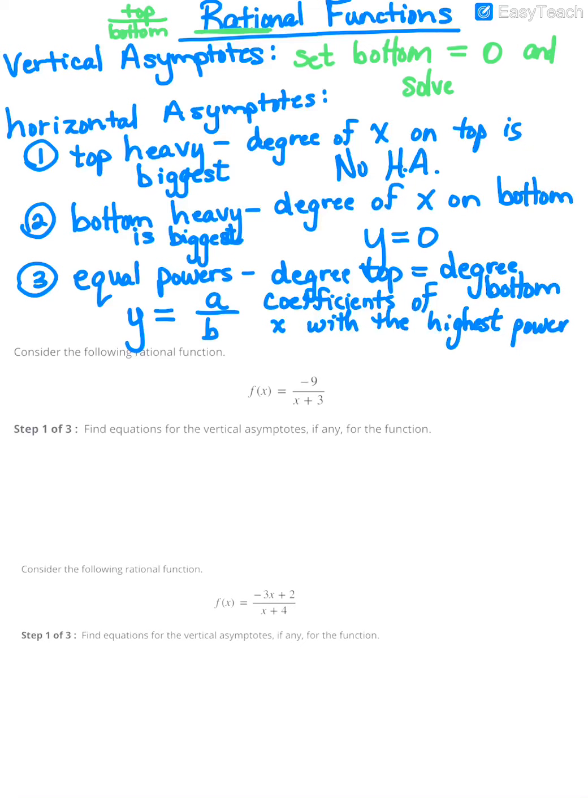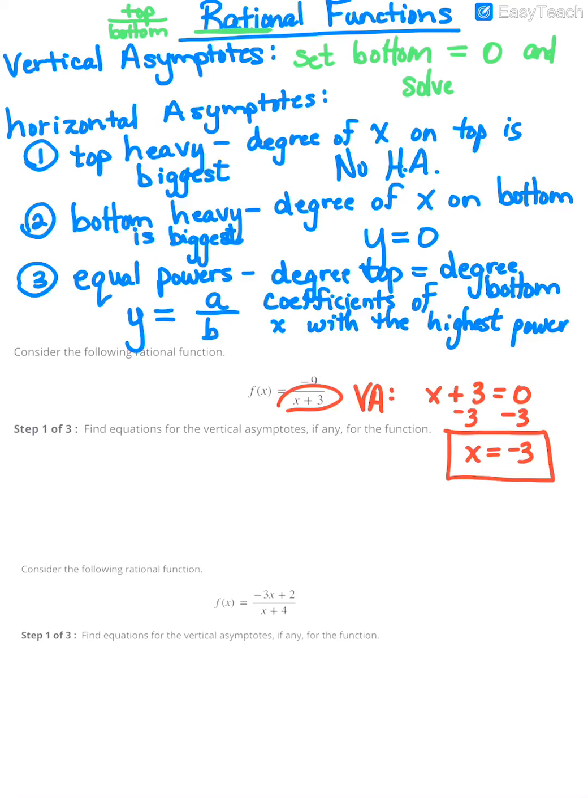So now let's take a look at some examples. In this first one, we are looking at -9 divided by x plus 3. So I'm going to start with the vertical asymptote. These questions will have 3 steps, so they'll start with vertical. So we take only the bottom of the fraction, and we're going to set x plus 3 equal to 0 and solve it. So if I'm getting x by itself, I'll subtract 3 on both sides, and I would say in this case my vertical asymptote is x equals -3.